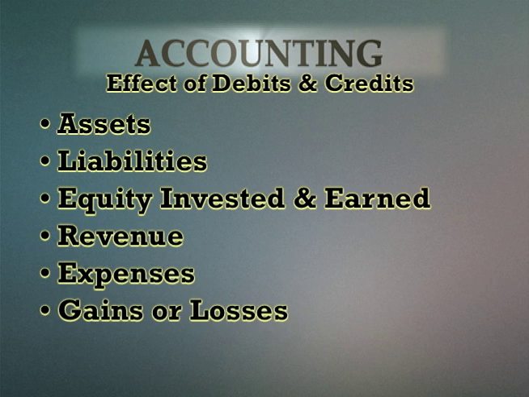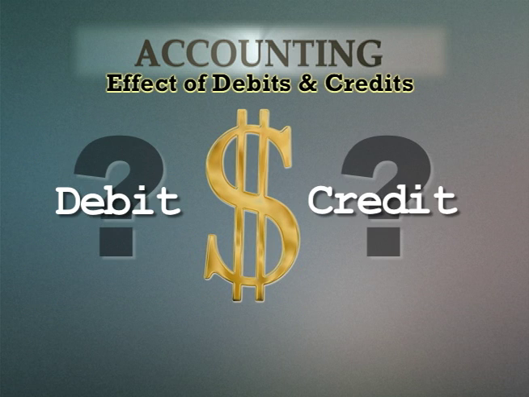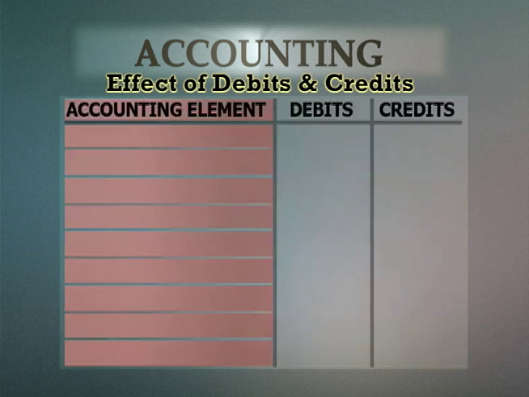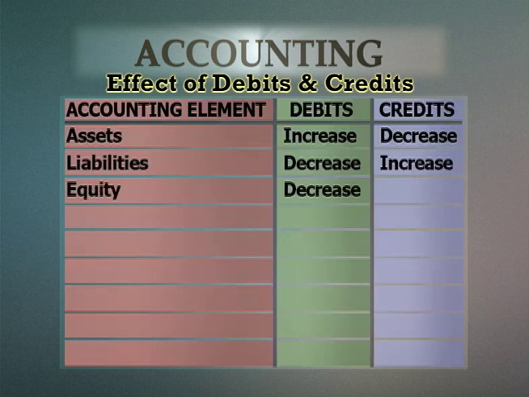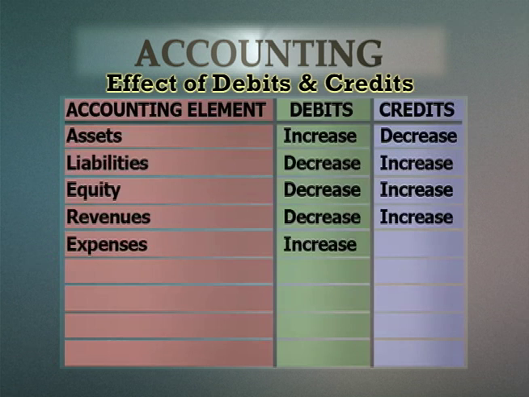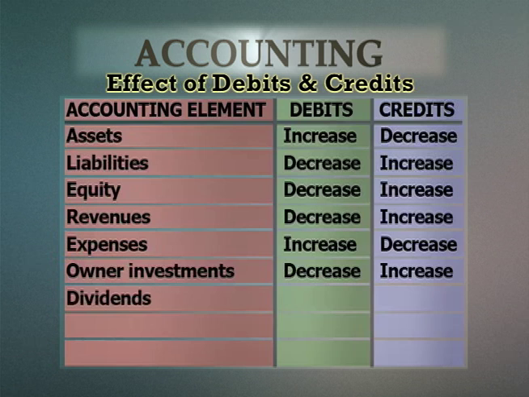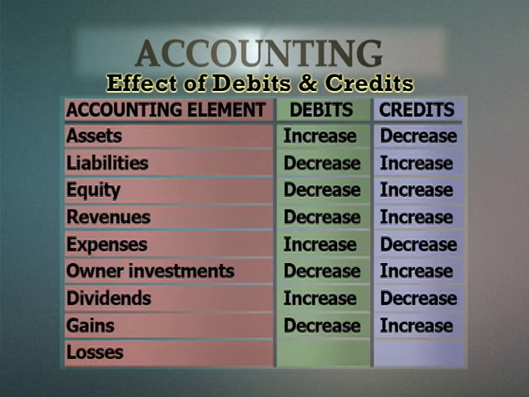Now let's look at the effects of debits and credits on the 6 accounting elements we mentioned earlier. Whenever a financial transaction occurs, it is analyzed to see when it should be recorded and what accounts should be increased or decreased. Assets increase with debits and decrease with credits. Liabilities decrease with debits and increase with credits. Equity, decrease, increase. Revenues, decrease, increase. Expenses, increase, decrease. Owners' investments, decrease, increase. Dividends, increase, decrease. Gains, decrease, increase. Losses, increase, decrease. Whew.